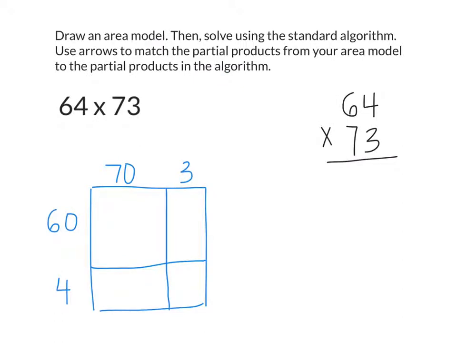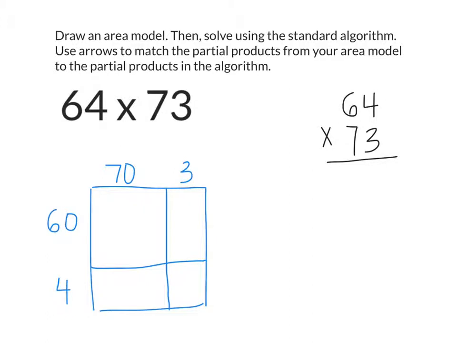The directions for what we're doing today are the same as what they said yesterday. It tells you to first draw an area model, then solve using the standard algorithm. Then we have to use arrows to match the partial products from the area model to the partial products in the standard algorithm. So start by copying down the problem. 64 times 73.